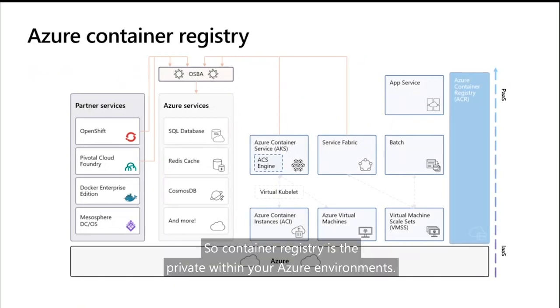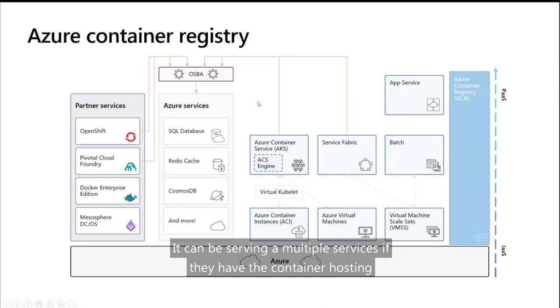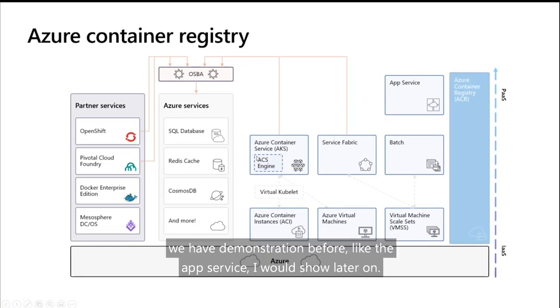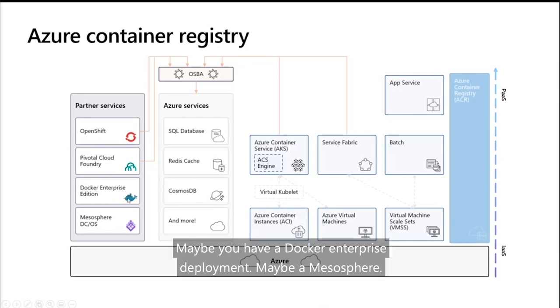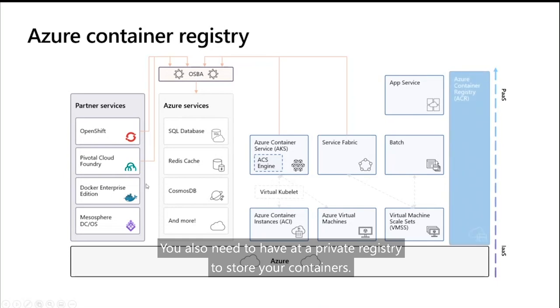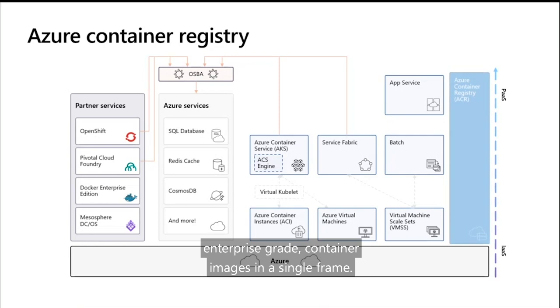So Container Registry is private within your Azure environment. It can serve multiple services if they have container hosting capability. As I told you, AKS, ACI, we have demonstrated before, like App Service, which I will show you later on. Maybe you have Red Hat OpenShift, Pivotal Cloud Foundry, maybe a Docker Enterprise deployment, maybe Mesosphere. You also need to have a private registry to store your containers. So Container Registry is cloud native, very simple to host your entire enterprise grade container images in a single plane.